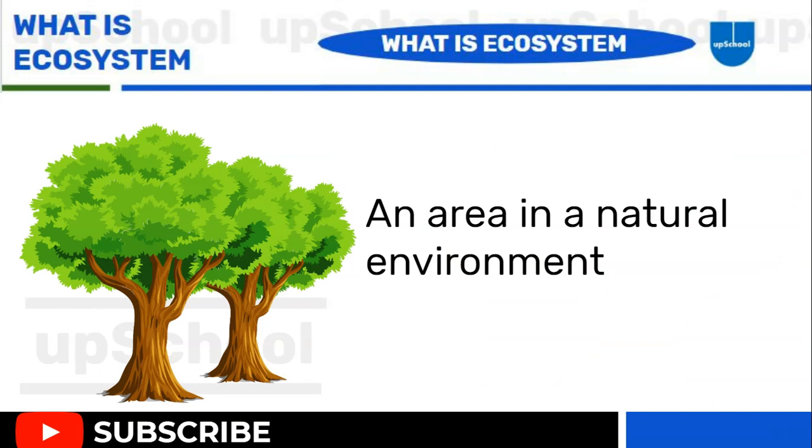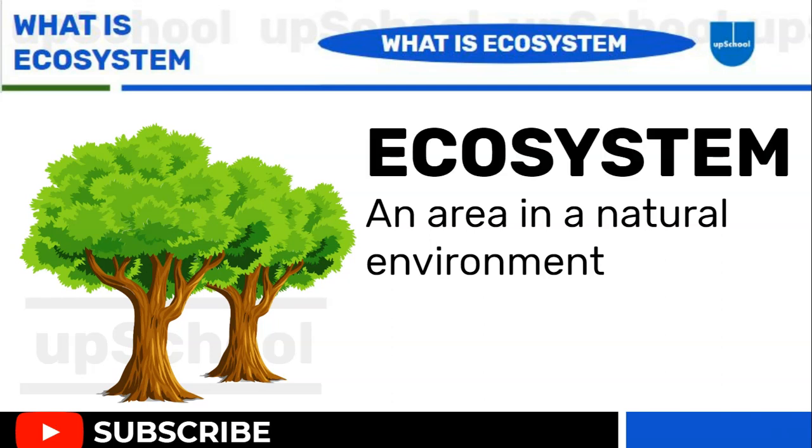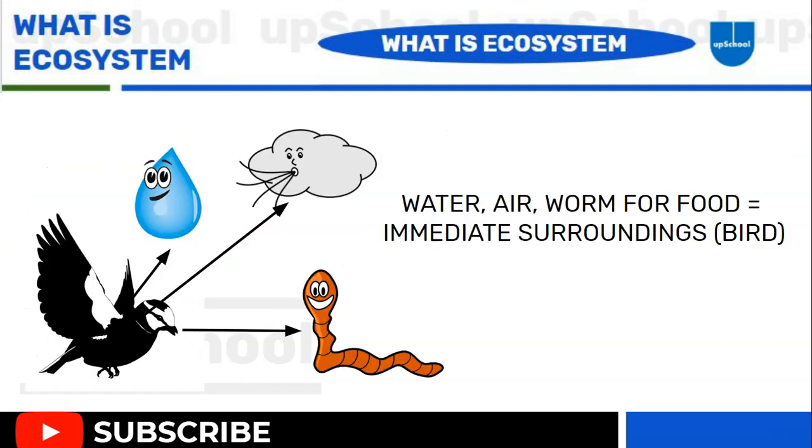Why? Well, the forest is basically an area. This little forest is an area in a natural environment. This little forest could be part of a huge grassland. So this little tiny forest is an area in a natural environment. That makes it an ecosystem, because an ecosystem is an area in a natural environment where living organisms depend and interdepend on their immediate surroundings. So that is the first part of the definition of an ecosystem.